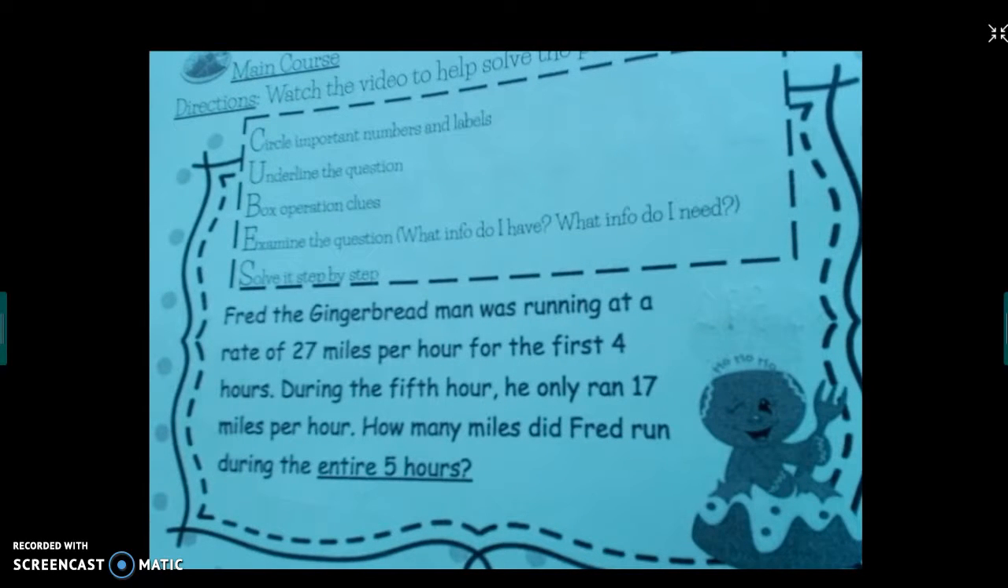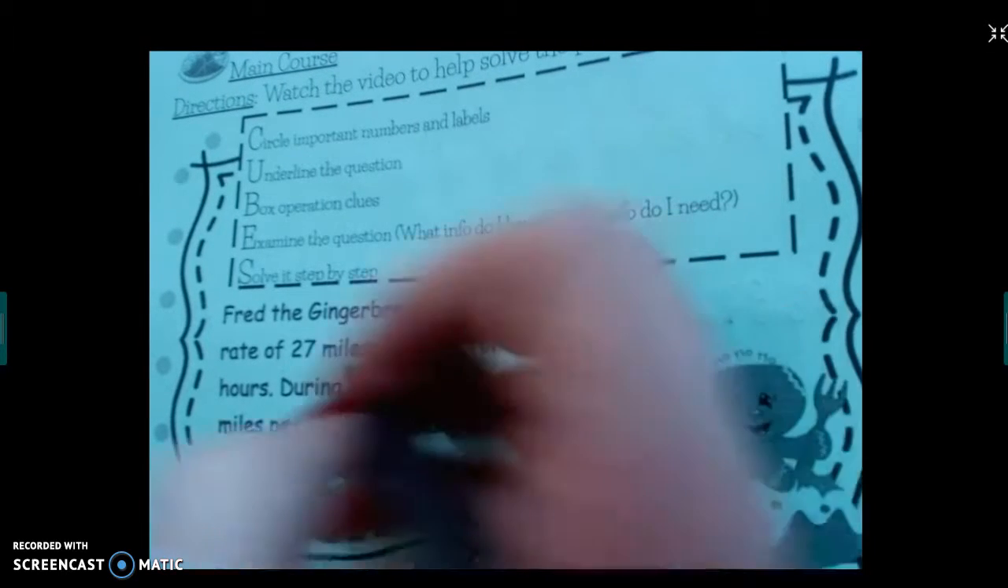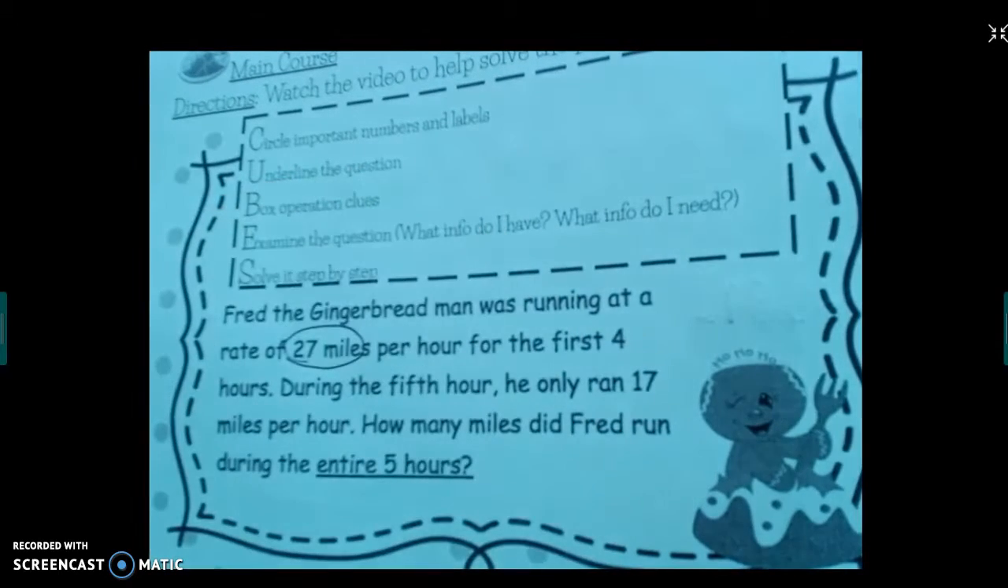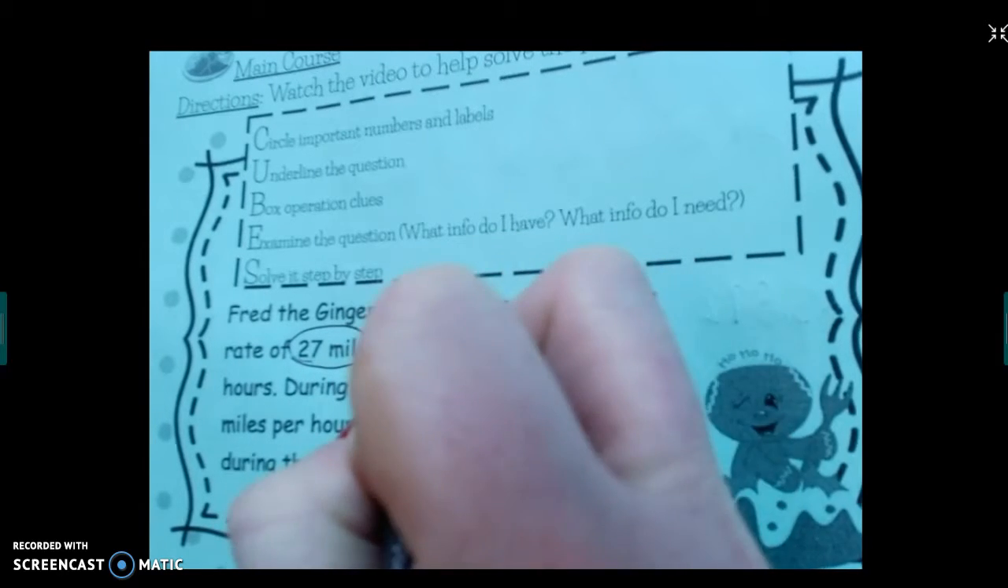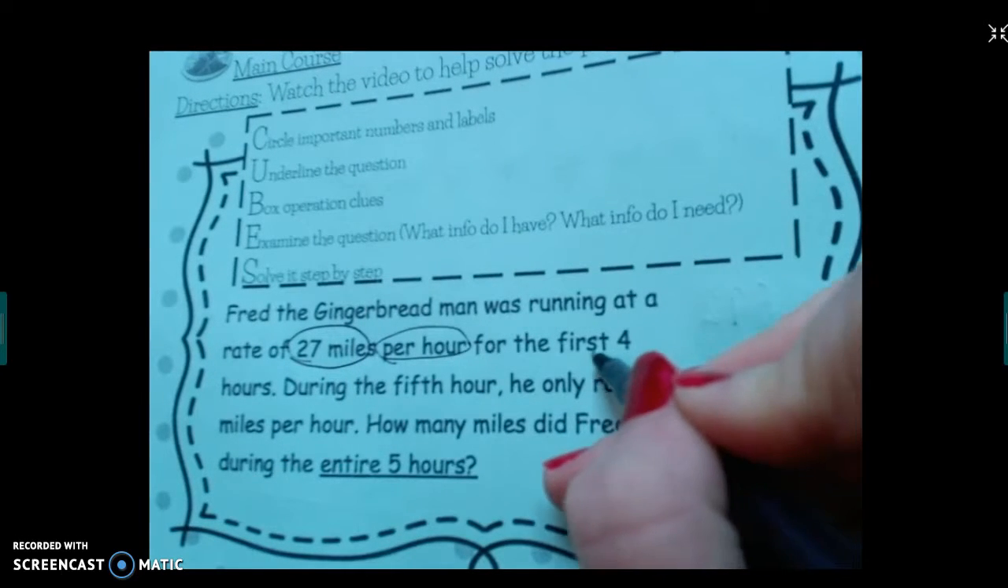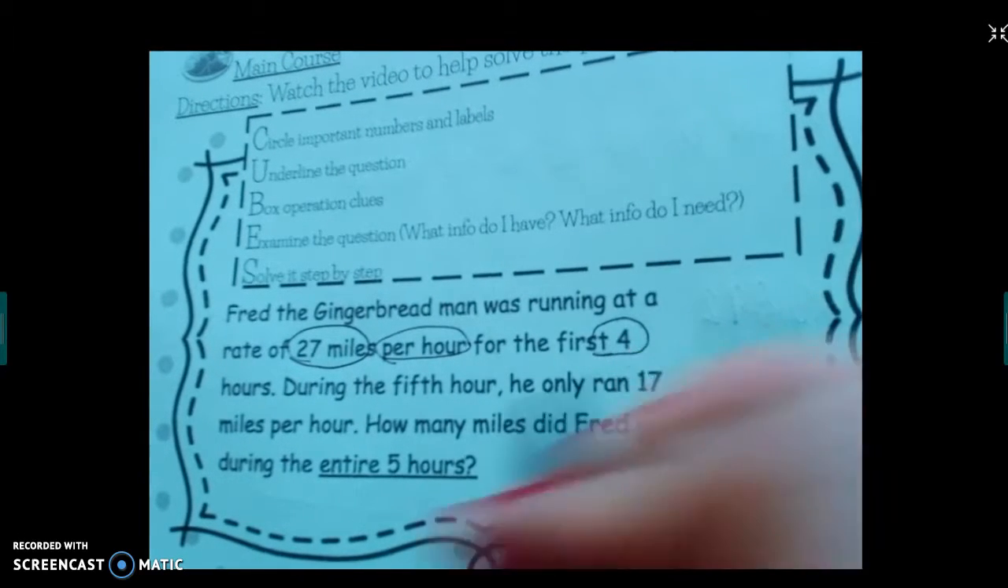So Fred the gingerbread man was running at a rate of 27 miles per hour for the first 4 hours. During the 5th hour, he ran 17 miles per hour. How many miles did Fred run during the entire 5 hours? Okay, so we're going to circle the important numbers. 27 miles here. And we probably should remember that that's per hour. And then the first 4 hours.